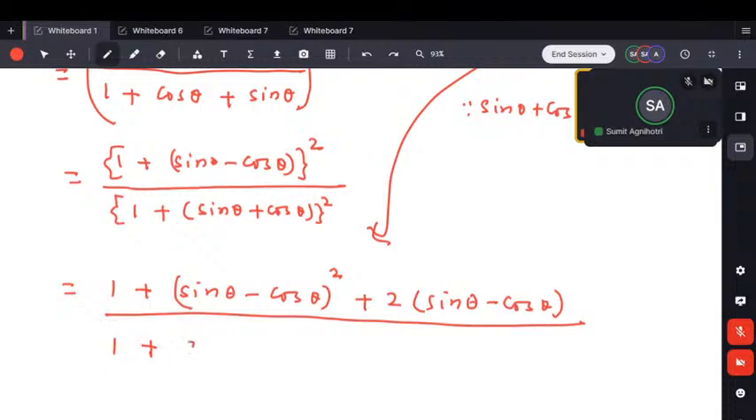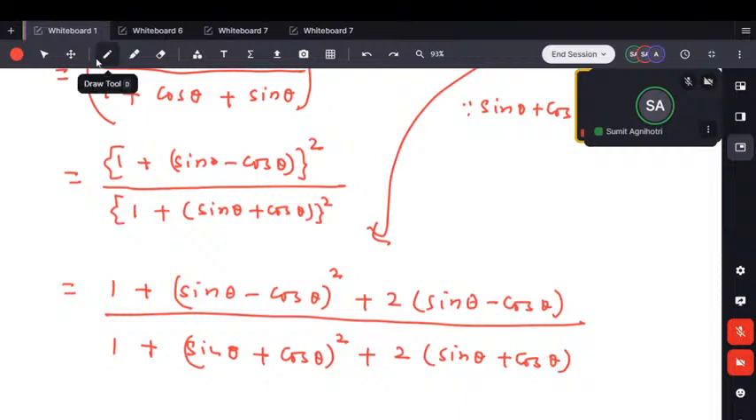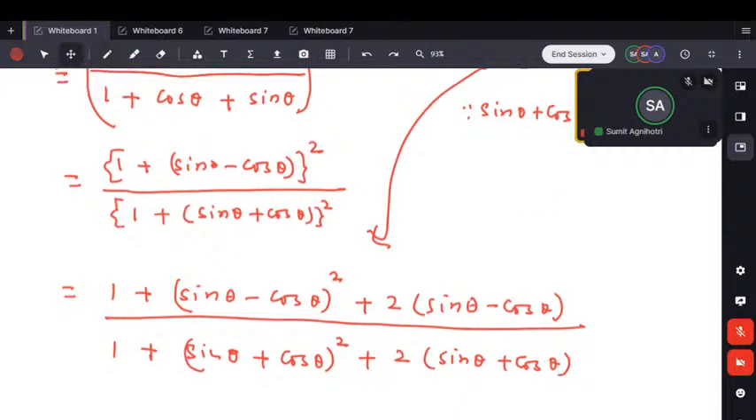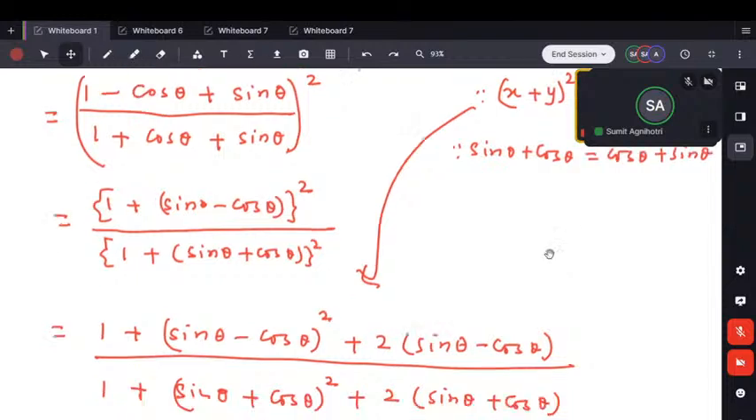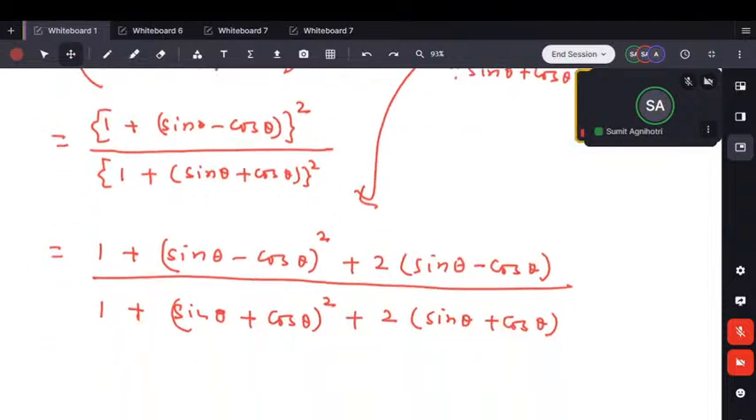X square plus y square. X square is 1 square plus y square plus 2xy. Here you have 2 sin theta plus cos theta. In this way we have expanded. Observe it carefully and tell me if you have any doubt. Okay, I think you must be okay with this.